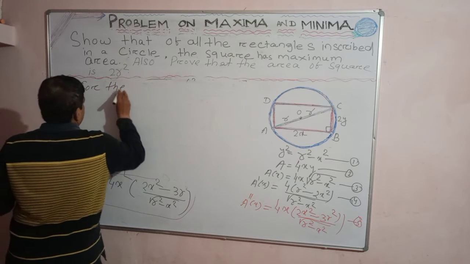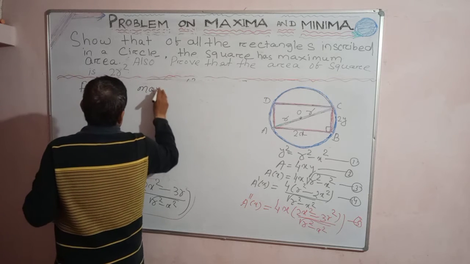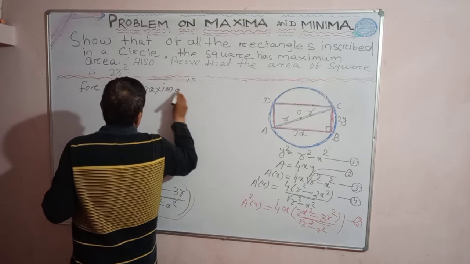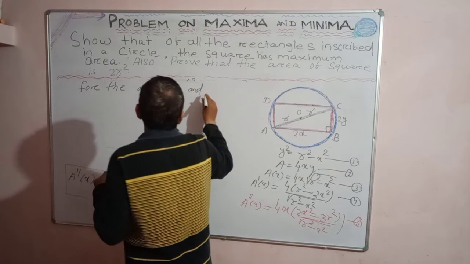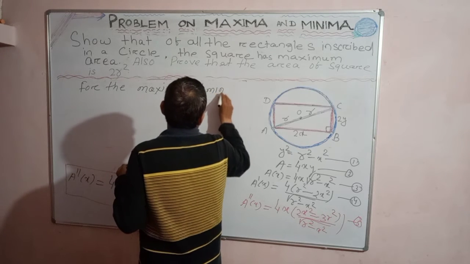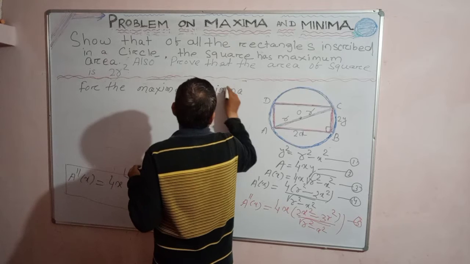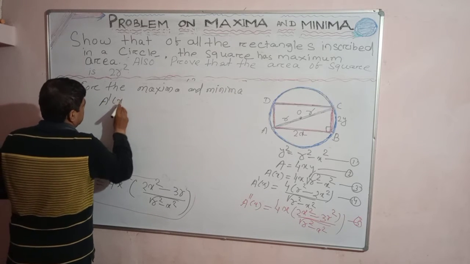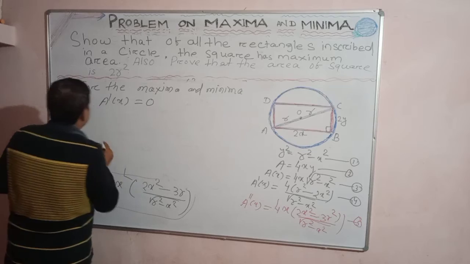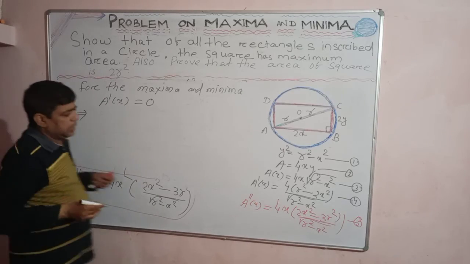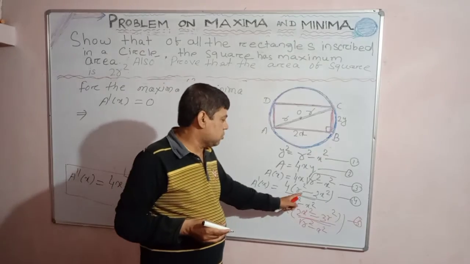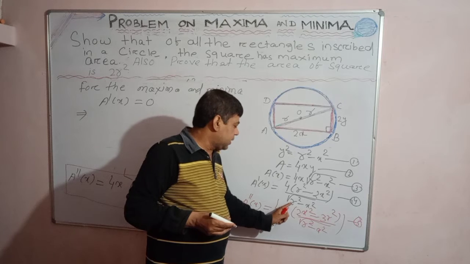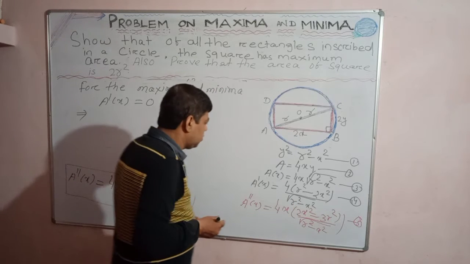For the maxima and minima of the function, we have to find A dash x must be equal to 0. That implies A dash x is equal to 4 into (r square minus 2x square) upon the square root of (r square minus x square), which must be 0.